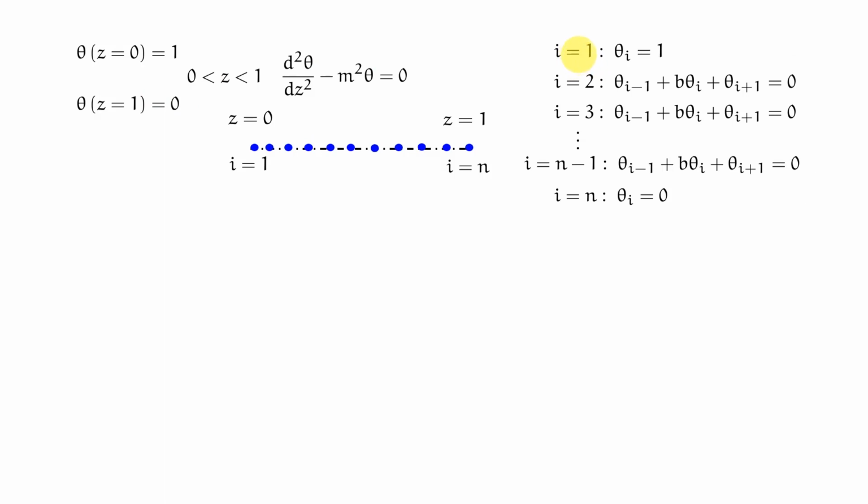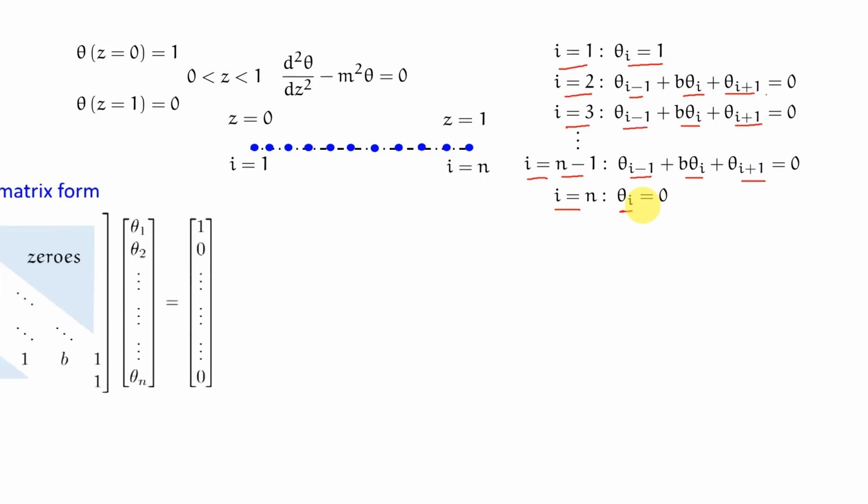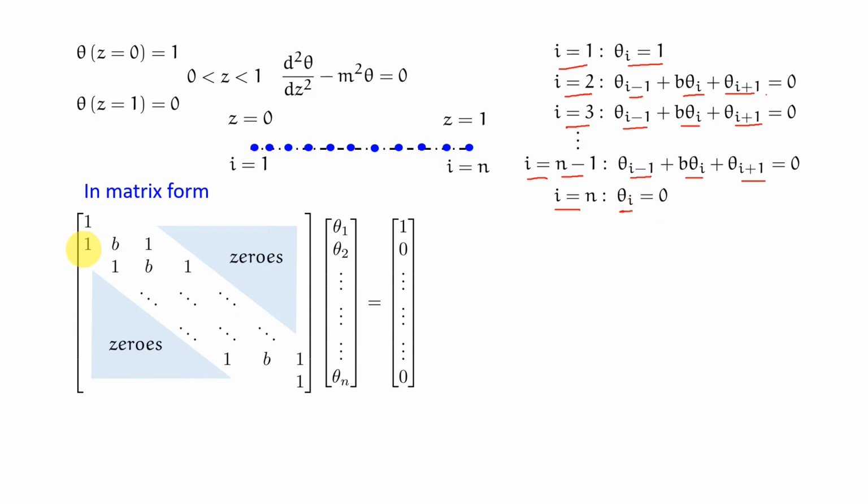So I have a set of equations: for i equals 1, theta i equals 1; for i equals 2, theta i minus 1 plus b theta i plus theta i plus 1 equals 0; for i equals 3, theta i minus 1 plus b theta i plus theta i plus 1 equals 0, etc., up to i equals n minus 1, theta i minus 1 plus b theta i plus theta i plus 1 equals 0. And finally, for i equals n, theta i equals 0. So this is an Ax equals b system. How does it look in matrix form?